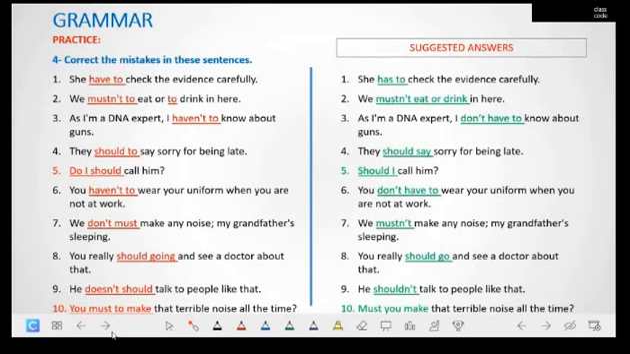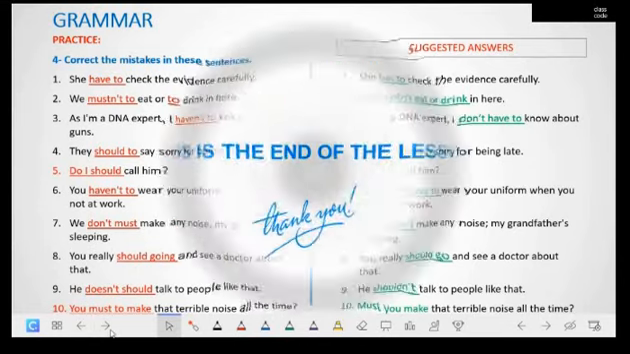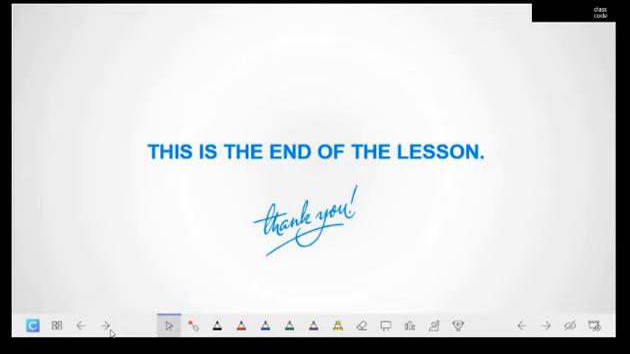The question, as we said, to form the question for the modal verbs, you just put them at the beginning of the question. So, must you make that terrible noise all the time? So it's not you must to make. Must you make that terrible noise all the time? Okay. So this is the end of the lesson.